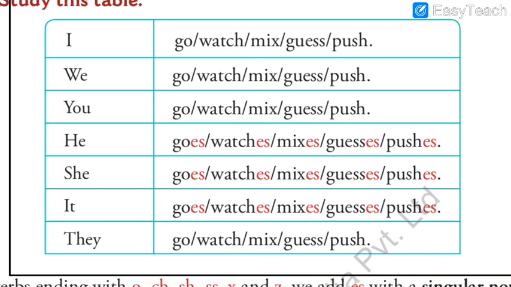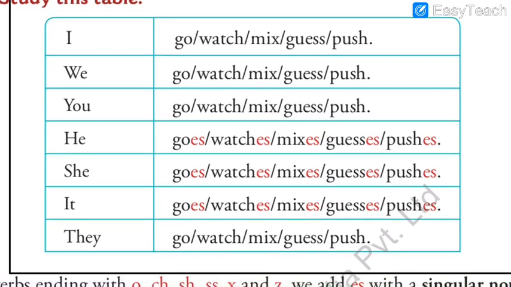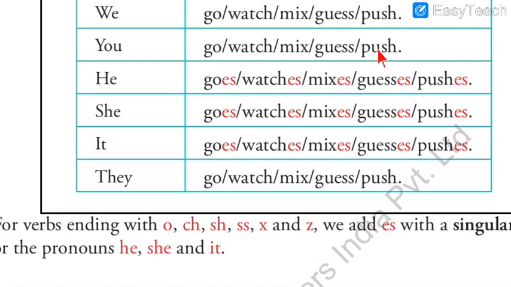We added just es because there is he as a pronoun. Again, he watches, again we added es. He mixes, again we added es. Similarly with it and she: goes, watches, mixes, guesses, pushes, etc. Whatever verb you get with he, she, it or any singular name, you have to add s or es, depending on the verb, correct? Class will become classes, we need to add es again. So you should be familiar with how to make it plural.